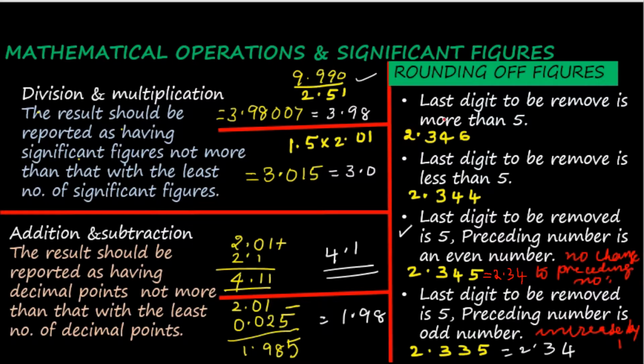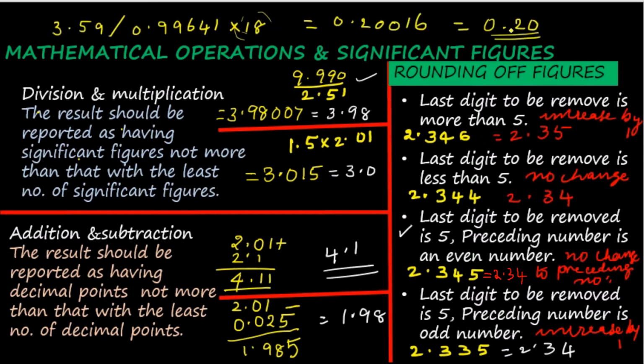Now the remaining two rules. The last digit to be removed is more than 5. The preceding number is increased by 1. 2.346 becomes 2.35. Last digit to be removed is less than 5. No change. So the answer will be 2.34.